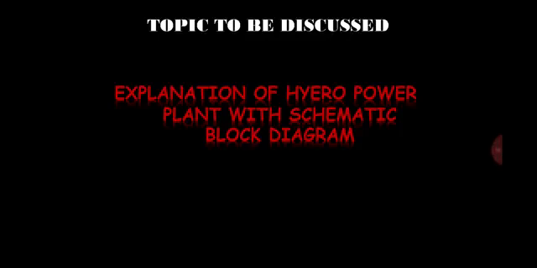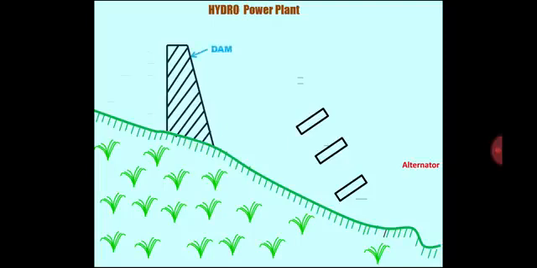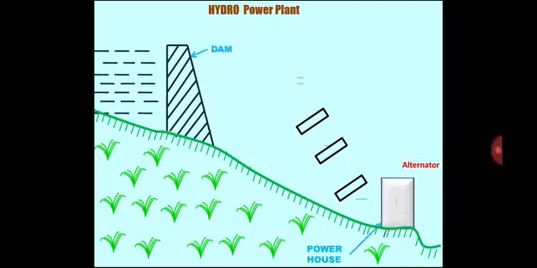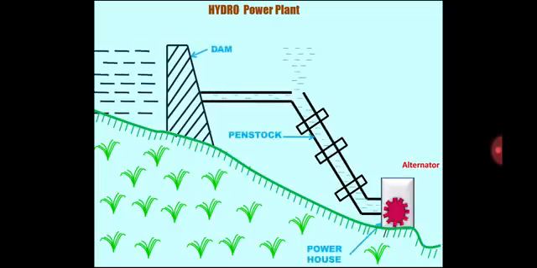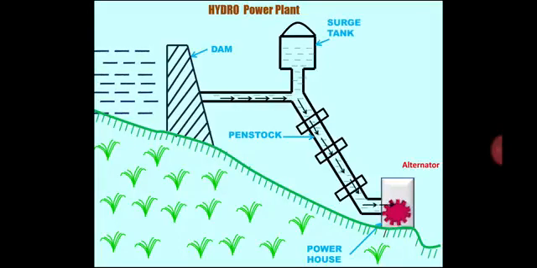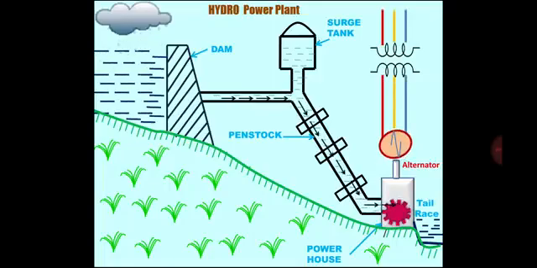Now we know the concept that when water is stored, it has potential energy, and when water flows, that potential energy gets converted into kinetic energy. That kinetic energy can easily be converted into mechanical energy, and that mechanical energy can then be used to generate electricity. So this is the schematic block diagram for a hydropower plant, and these are the various components of it. We will take a look at them one by one.